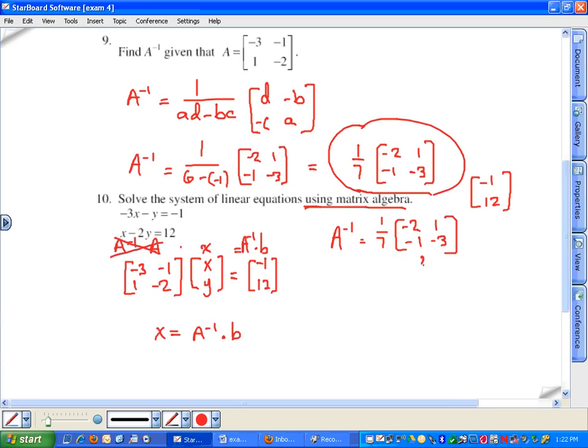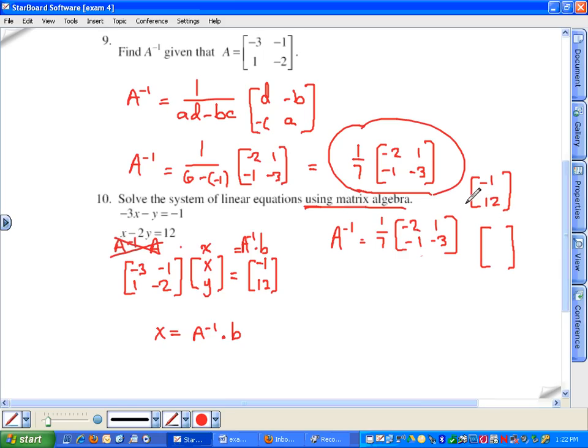Matrix A is a 2 by 2. Matrix B is a 2 by 1. So the inside numbers here match. The outside numbers 2 and 1 tell us that our solution is going to be a 2 by 1 matrix.